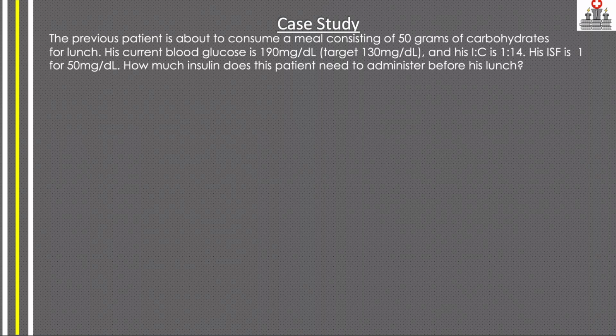So now let's jump into a case study. So the previous patient we were discussing is about to consume a meal consisting of 50 grams of carbohydrates for lunch. His current blood glucose is 190 milligrams per deciliter. We know his pre-meal glucose target is 130 milligrams per deciliter, and his insulin to carbohydrate ratio is 1 to 14. We also are given that his correction factor is 1 unit for 50 milligrams per deciliter. So how much insulin would this patient require before his lunchtime meal? So considering how many carbohydrates he's eating and what his current glucose is compared to what his target should be.